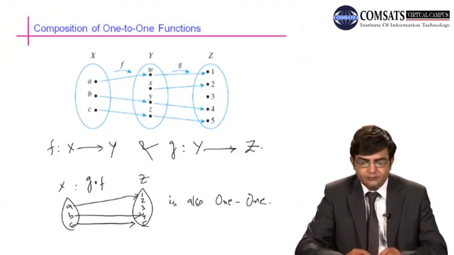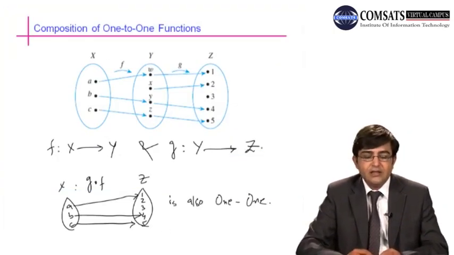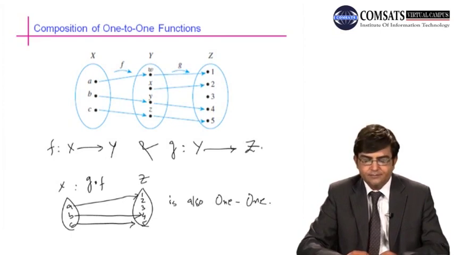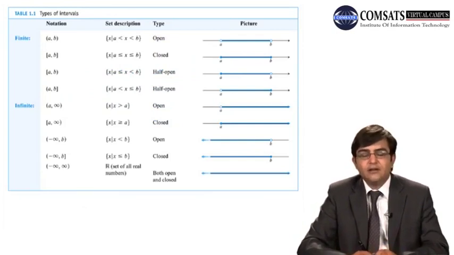Similarly, we can see whether the composition of two onto functions is also an onto function. Next we try to find how to find the domain and range of infinite functions, because in the previous lectures on functions, we could easily find the domain and range of finite functions, the functions which are defined on finite sets, but we haven't discussed how to find the domain and range of functions which are defined on infinite sets.